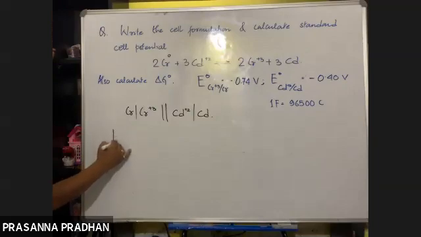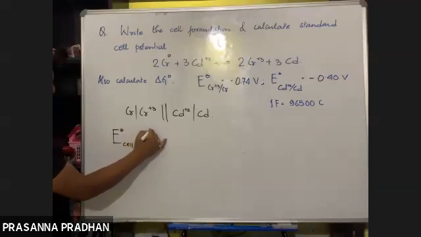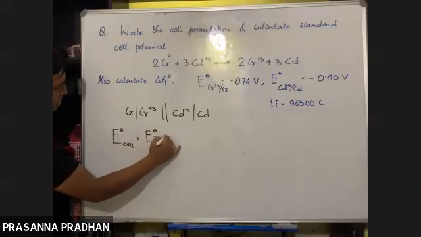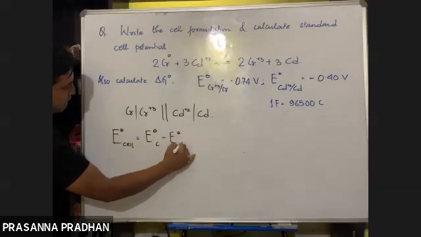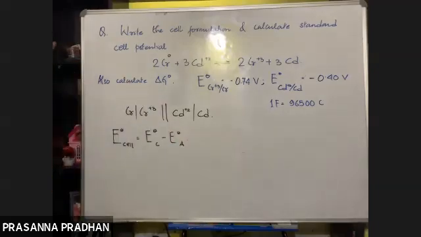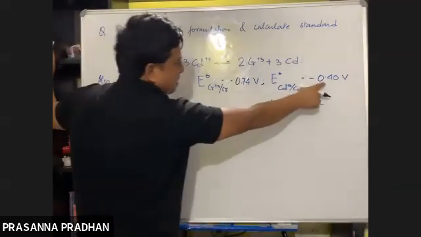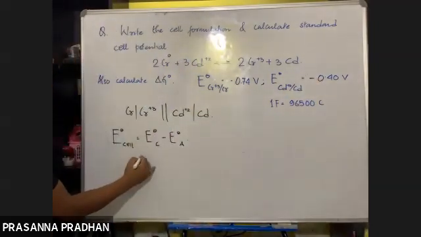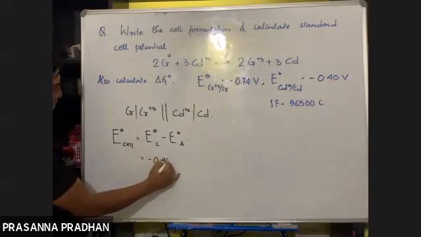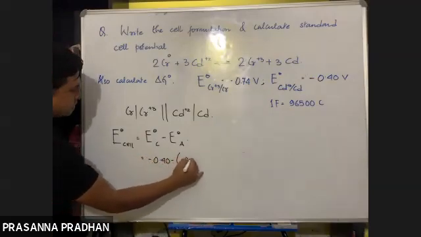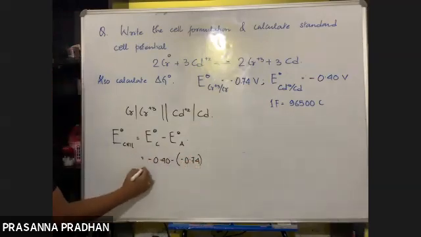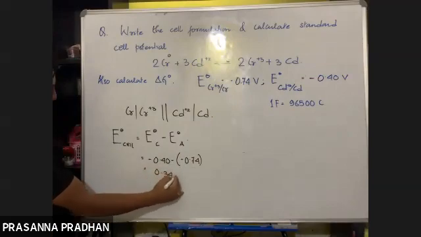So now how will you calculate E naught cell? Again the same thing is coming repeatedly. E naught cathode minus E naught anode. So which one is the cathode here? Cadmium dipositive, since its reduction potential value is higher than the other. So what is the value? Minus 0.40 minus of minus 0.74. Minus will be plus, so plus 0.74. This will be 0.34 volt.